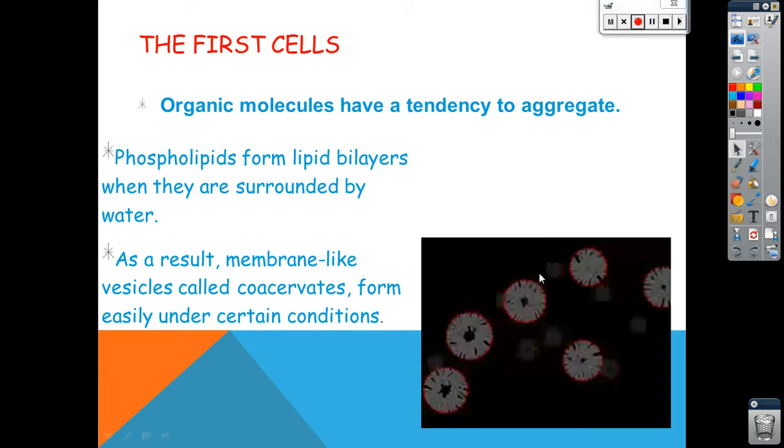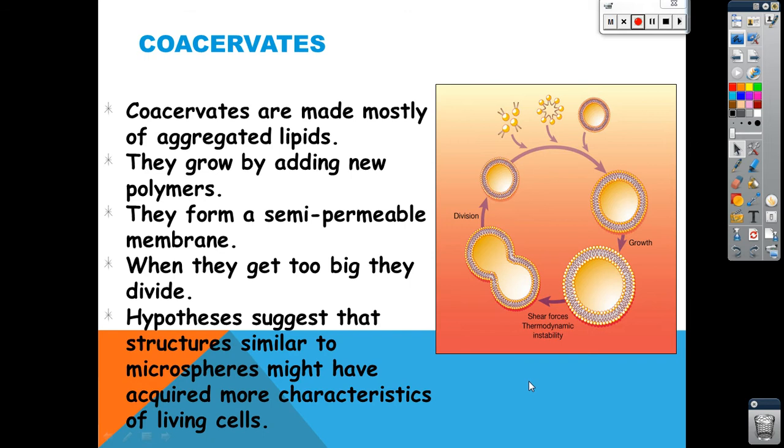You could think of a coacervate as a cell, but not a cell. It has some of the things that cells have, like those lipid bilayers, but they weren't exactly cells. Coacervates are basically made of these aggregated, compressed together lipids. They expand simply through polymerization, and when they reach too big a size, they simply split.